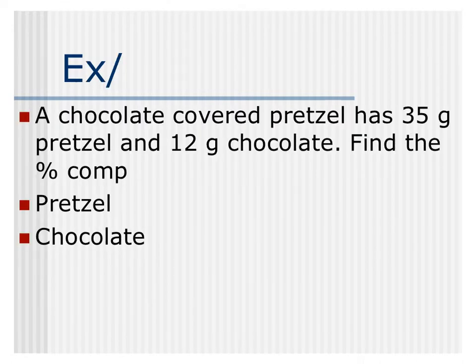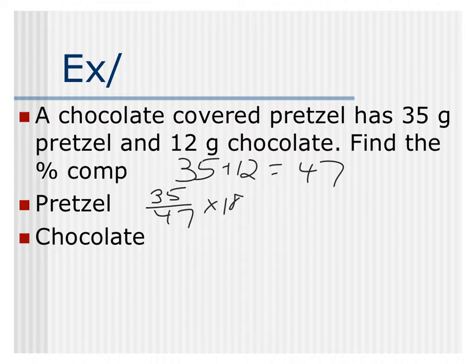Okay, so if we want to find the percent in this pretzel, it has 35 grams of pretzel and 12 grams of chocolate. So my total amount for this chocolate covered pretzel is 47. For the pretzel, I'm going to take 35 over 47 and then multiply it by 100 because it needs to be a percent. The chocolate, I would do the opposite.